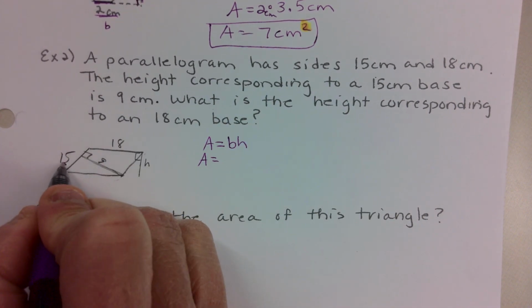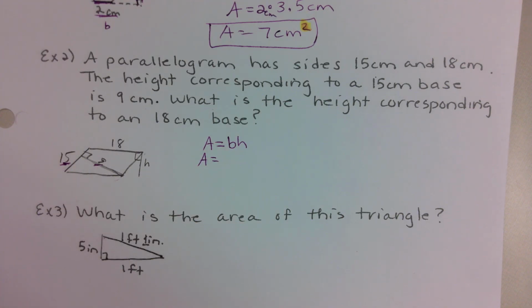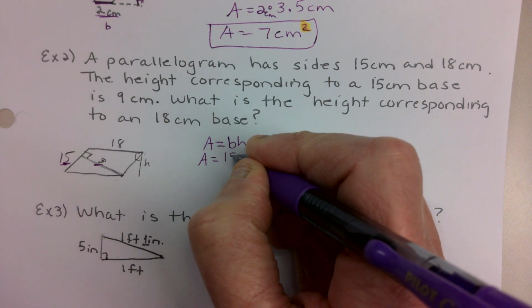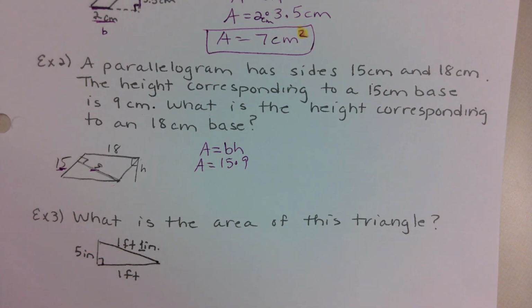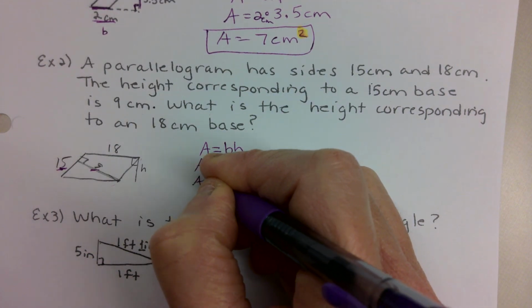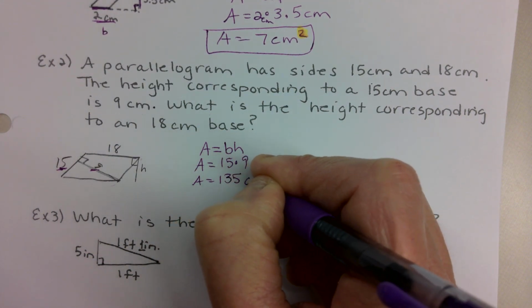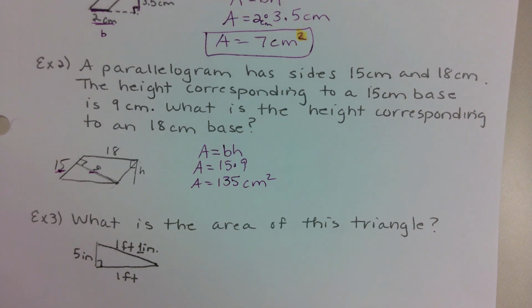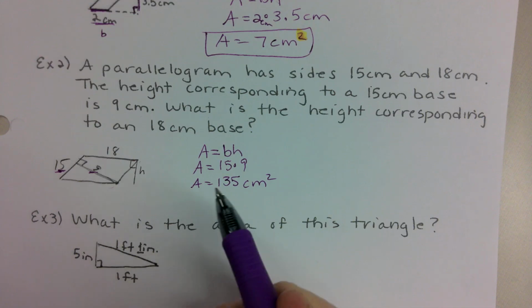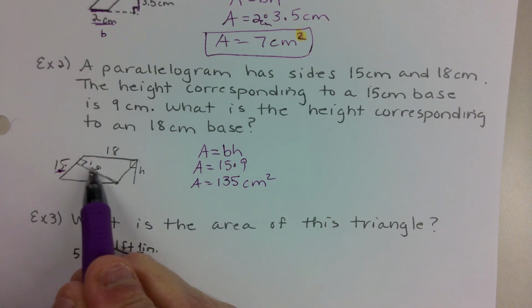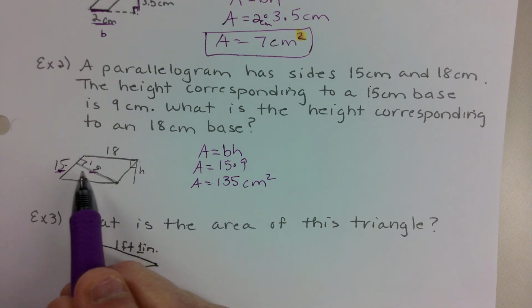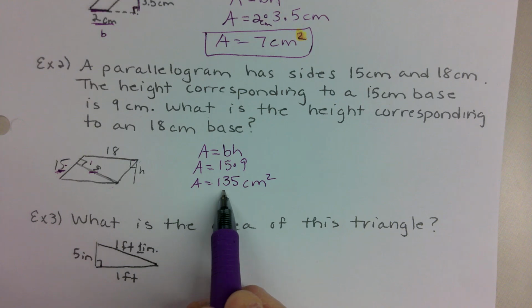These two, right? The base and the height that is touching it, or perpendicular to it, I should say. So that would be 15 times 9. 135 centimeters squared. Okay, it didn't ask you for the height, but the area is going to help me because this area doesn't change depending on which pair I use, right? So I use these two to figure out the area.